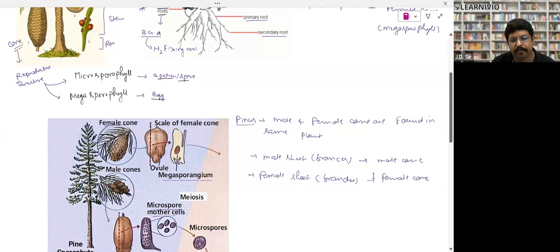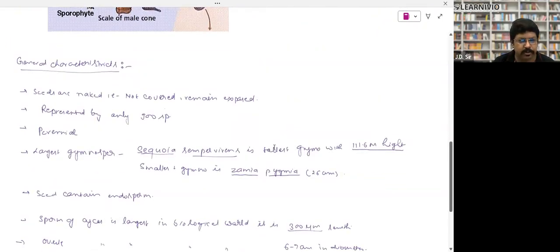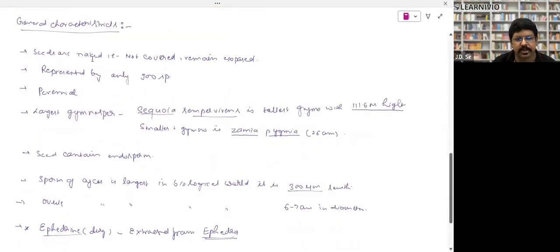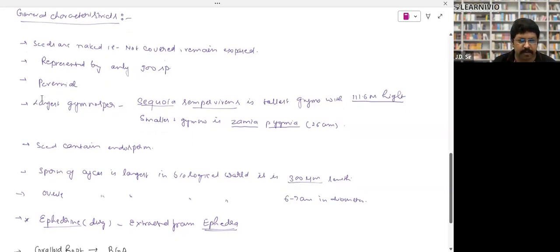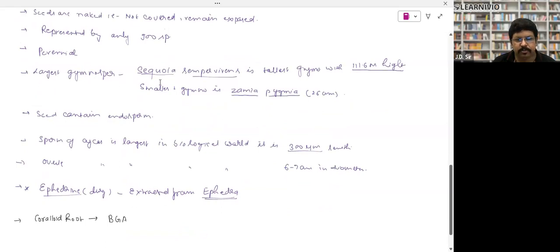Male cones are borne on the male branches, female cones on the female branches. In general, the seeds are naked, not covered. Gymnosperms are represented by 900 species. They are perennial. The largest gymnosperm is Sequoia sempervirens, that question has been asked recently. It is the tallest gymnosperm with 111.6 meter height. The smallest gymnosperm is Zamia pygmaea, 26 centimeters.